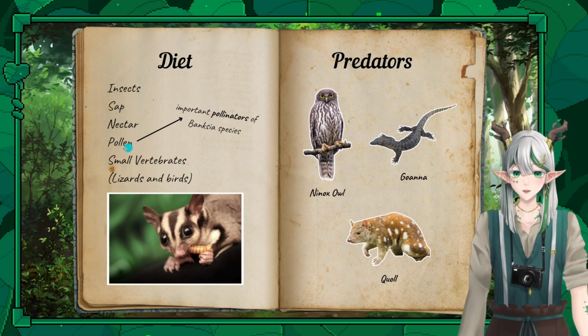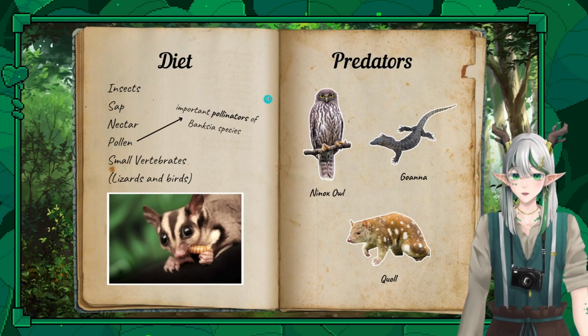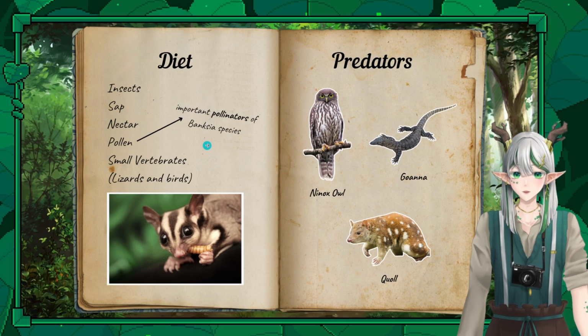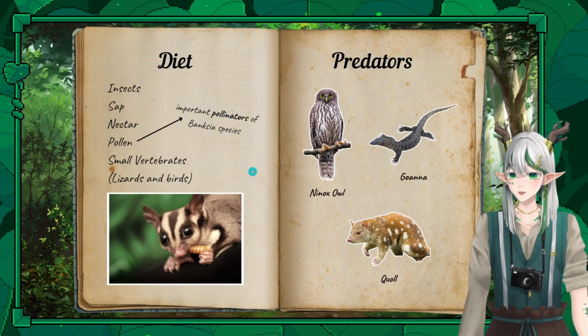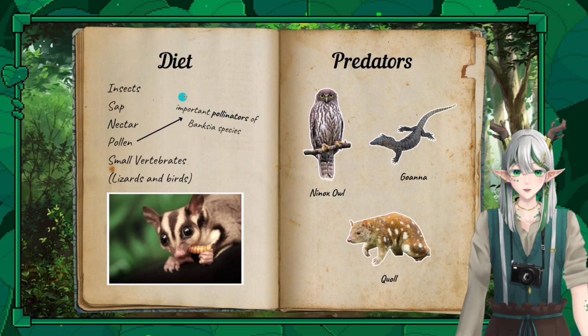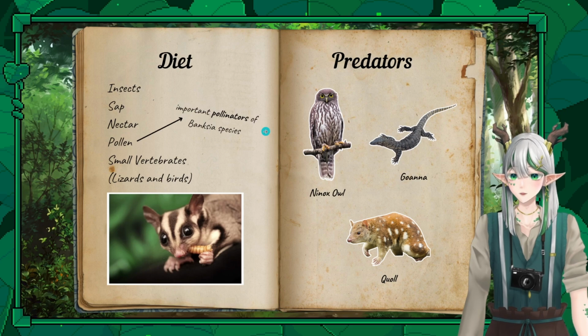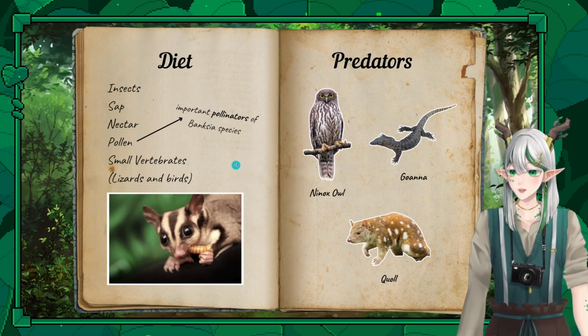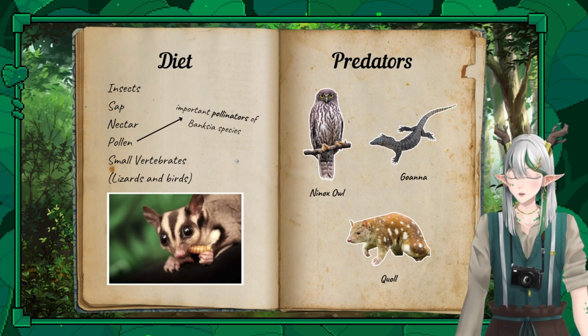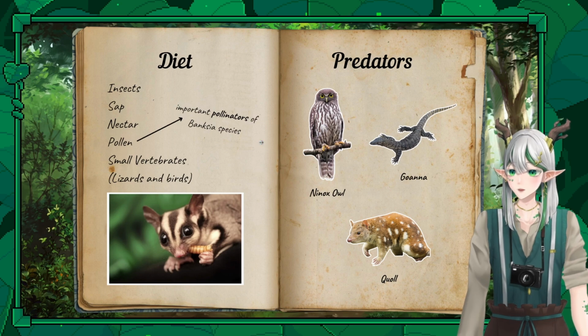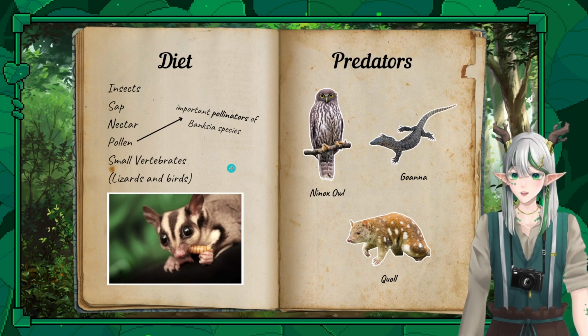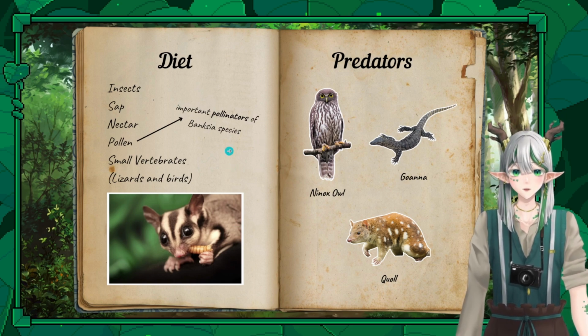And because they also like to eat pollen, they are actually a pollinator of a certain Banksia species, which is a kind of flower you find in Australia. But that is interesting, because when we talk about pollinators, we think maybe more about bees and insects, but it can be bigger animals. So in this case, sugar gliders are also pollinators.